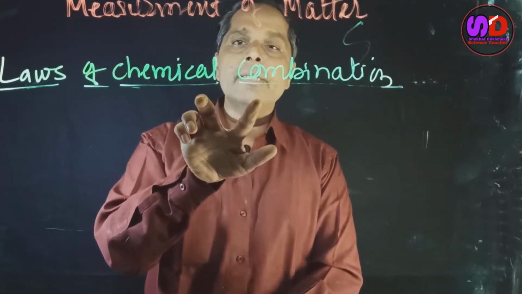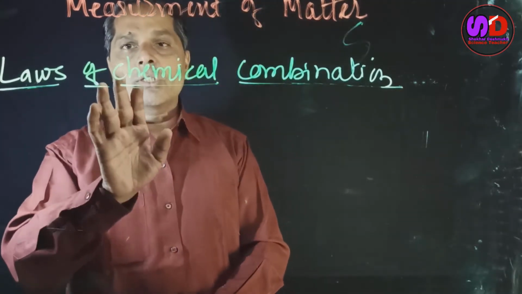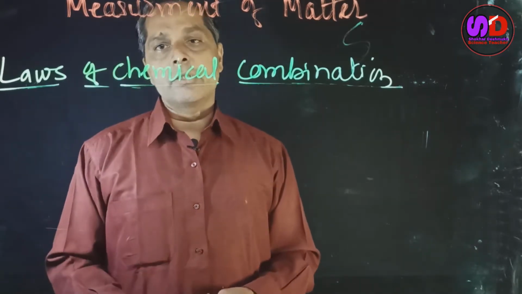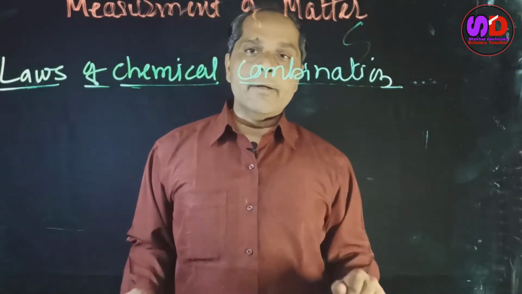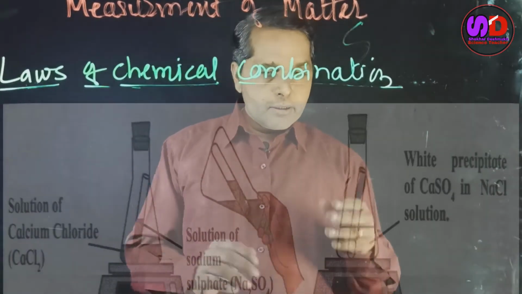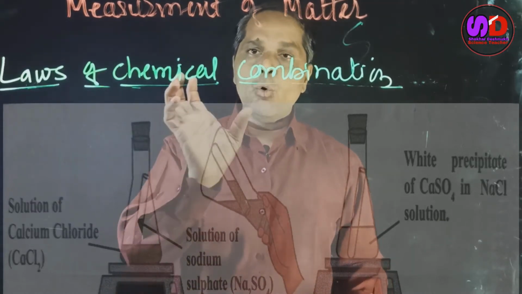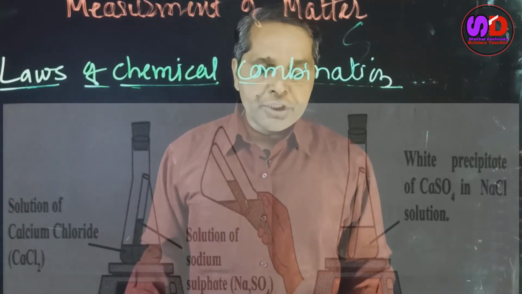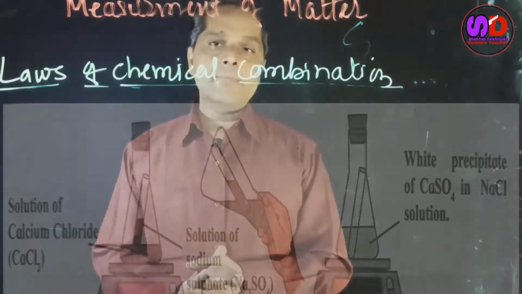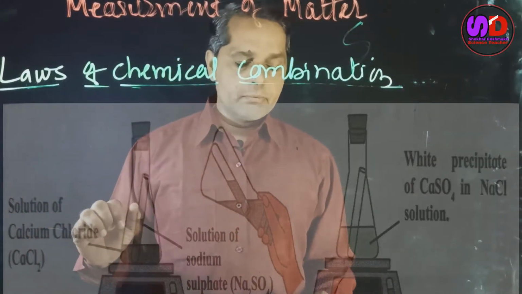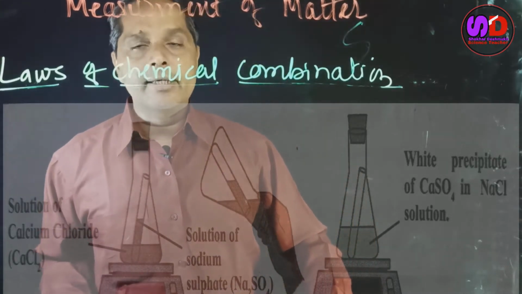While chemical combination is taking place, the reactants and products follow certain rules, certain laws. You can see the diagram here. In a conical flask, we are taking the solution of calcium chloride. In a test tube, the sodium sulfate solution is taken.